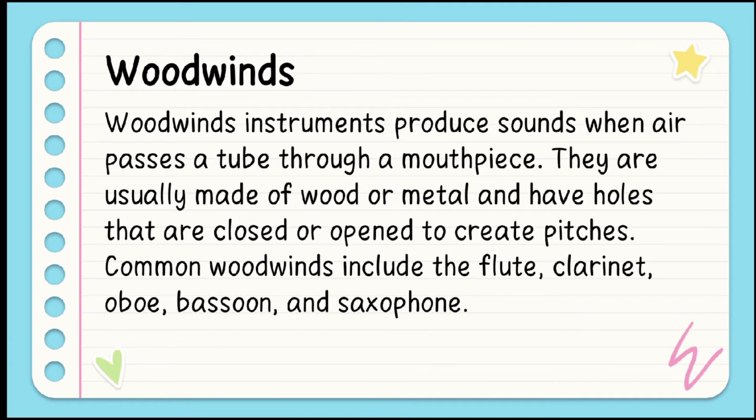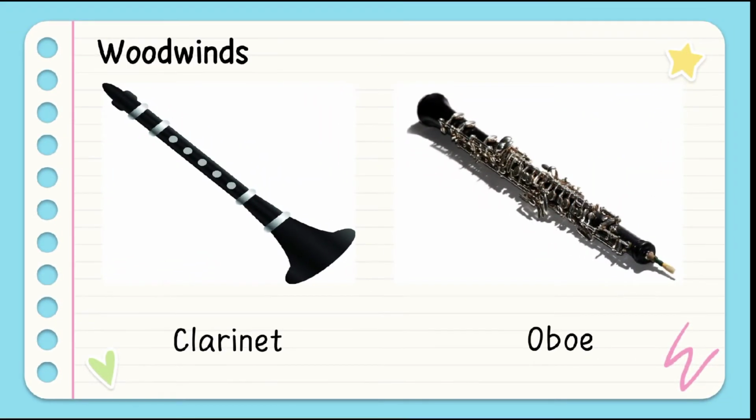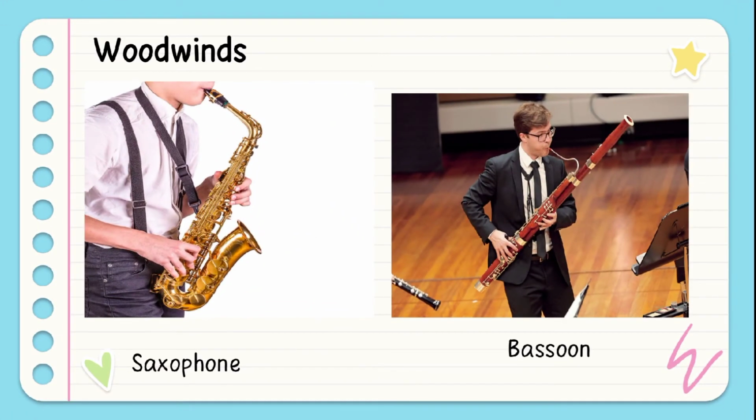Woodwind instruments produce sounds when air passes through a tube through a mouthpiece. They are usually made of wood or metal and have holes that are closed or opened to create pitches. Common woodwinds include the flute, clarinet, oboe, bassoon, and saxophone. We have here the musical instruments under the woodwinds: clarinet, oboe, saxophone, bassoon, flute.